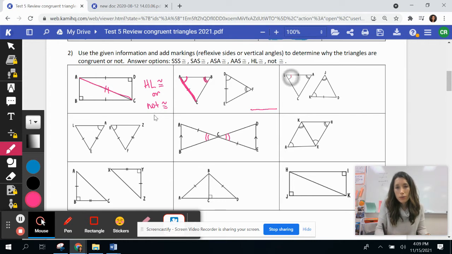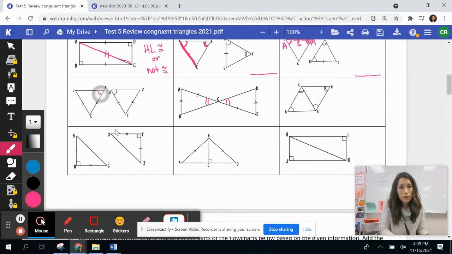Okay, on to the third question. We have an angle marked up with angle K. Okay, those are congruent. Another angle, we have this side here. Here's an angle. Here's this side, and here's this angle. So go ahead and determine why these triangles are congruent.